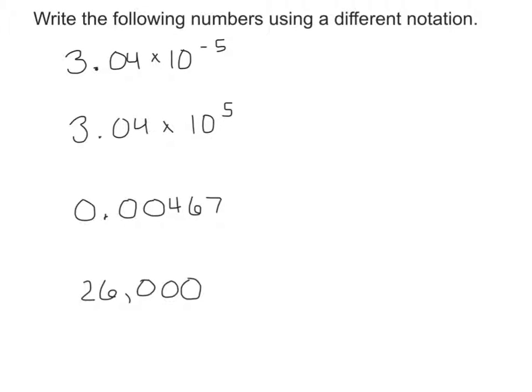All right, the instructions in this video say write the following numbers using a different notation. These two numbers are written in scientific notation, and these two numbers are written in standard notation. So what we're going to do is write these two in standard notation, which just means regular numbers, some with decimals, some without. And then we're going to practice writing these in scientific notation.